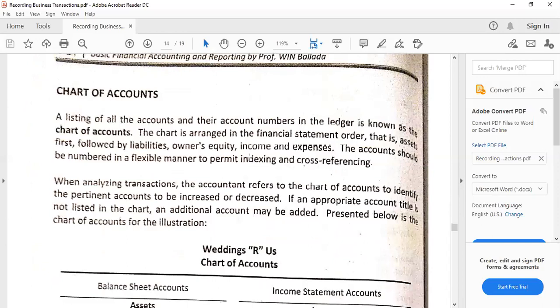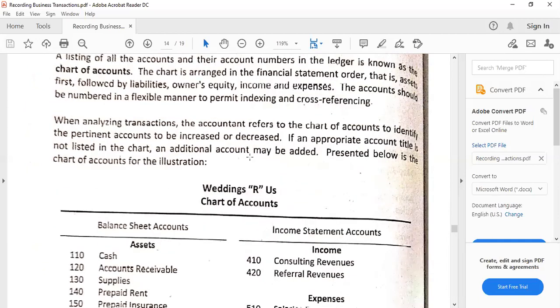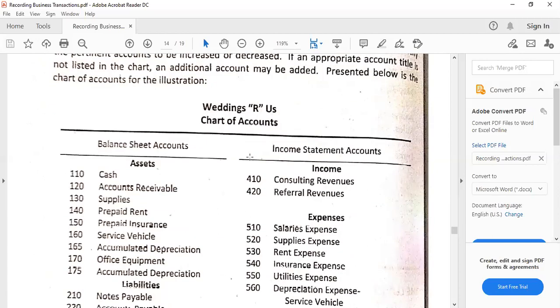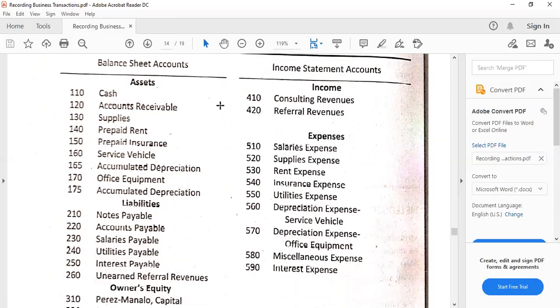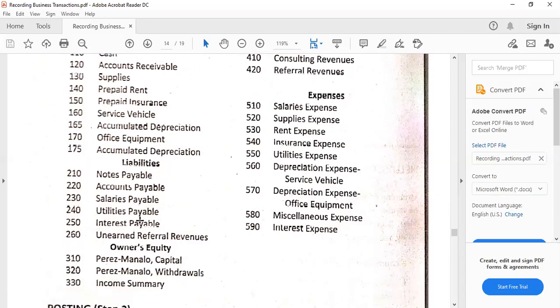All right, next would be the chart of accounts. The chart of accounts basically is the list of all accounts that are expected to be used by the organization in the recording or journalizing as well as posting of the transactions. So you can see here for our sample company in the book, we have Weddings R Us, chart of accounts. We have the balance sheet accounts and the income statement accounts grouping. Under the balance sheet accounts, we have assets down to owner's equity, and income statement accounts for income and expenses. You can also notice that for owner's equity, withdrawals basically is part of it.